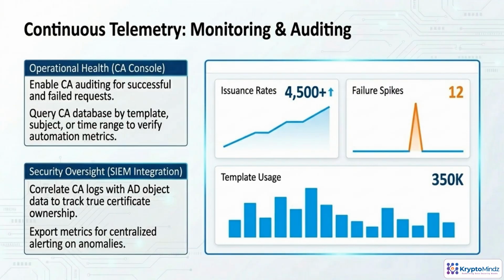Continuous telemetry turns PKI from a black box into an observable service. On the CA side, enable detailed auditing of every request, success, and failure. Query those logs by template, subject, or time range to confirm automation is healthy and to spot abnormal issuance spikes quickly. Then send that data to your SIEM. Correlate CA events with AD identities so you know exactly which account owns which certificate. And build alerts for unusual patterns, such as a new template suddenly issuing at high volume.